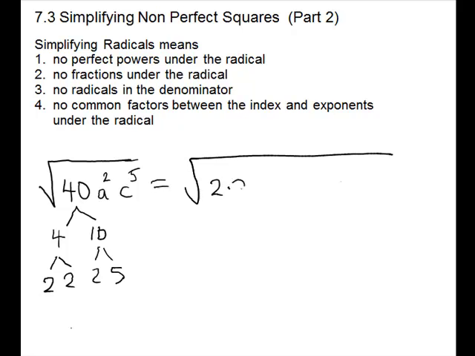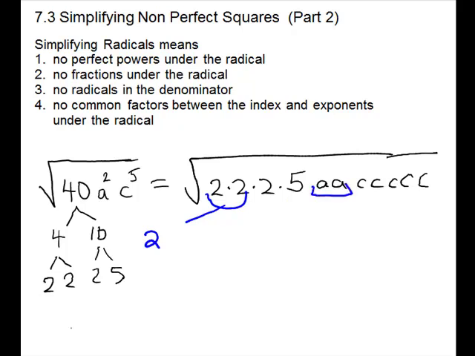So I have 3 2's, 1 5, 2 A's, and 5 C's. And now we will make groups of 2 because it is a square root. That's why you make groups of 2 items. So 1 2 will go out for this group. This 2 will stay. There's not another 2 to go with it. The 5 will have to stay.